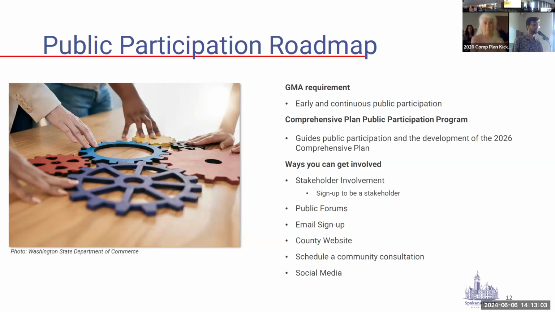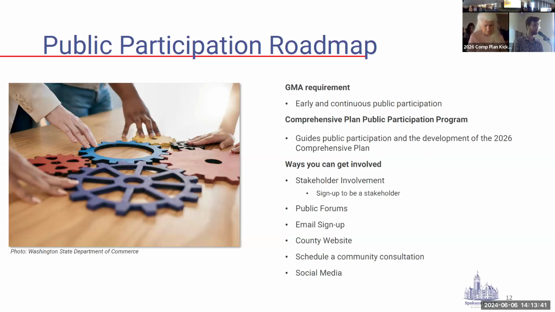One of the ways in which we've helped implement this is that we created a public participation program. This public participation program helps create the framework and a roadmap for how you can be involved in this process. It creates different innovative techniques and different communication strategies and provides a timeline for public participation. This was recently recommended from our planning commission and will be going before the Board of County Commissioners on June 11th. It's on our website for your view and for any comments.